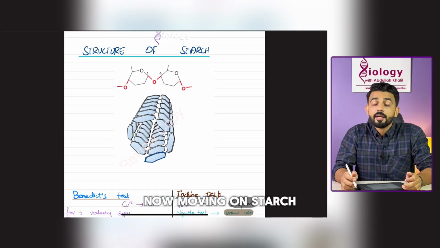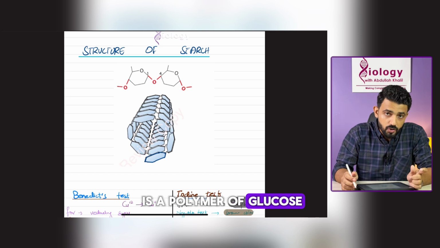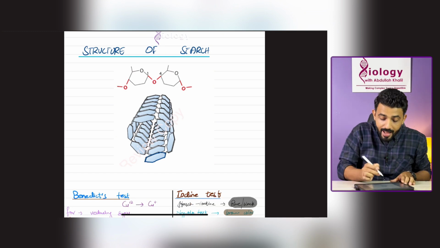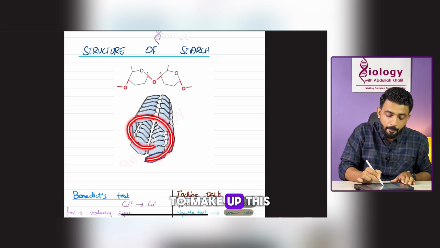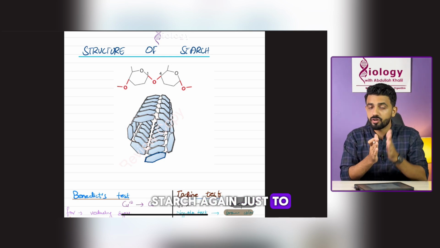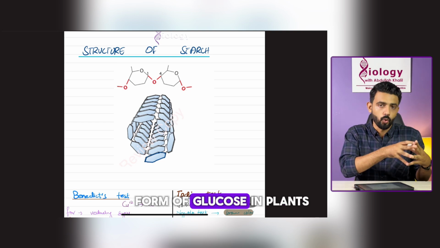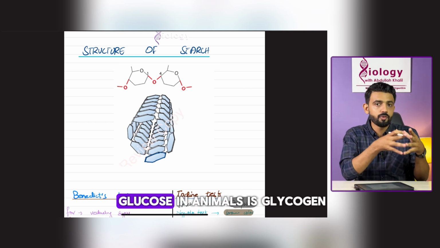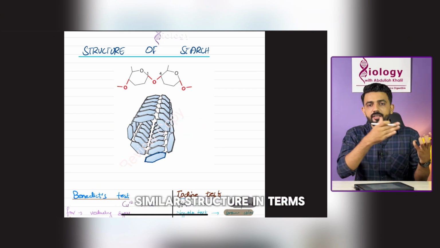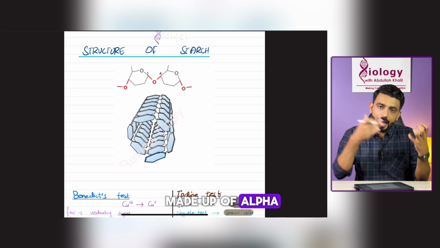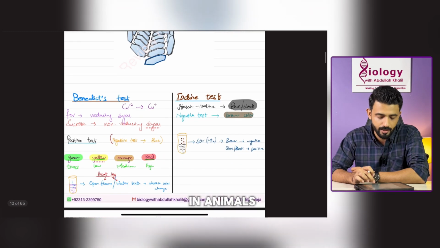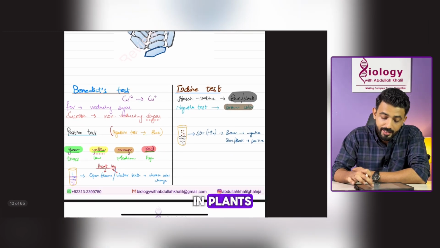Now moving on, starch is a polymer of glucose. It's a polysaccharide made up of glucose units joining to make a long chain. And that chain is actually folded to make up this coiled structure. This is the structure of starch. Starch, again, just to remind you, is the storage form of glucose in plants. The storage form of glucose in animals is glycogen, which has comparatively similar structure in terms of the chain, because it is also made up of alpha glucose units made up of amylose and amylopectin. But that is present in animals and this is present in plants.